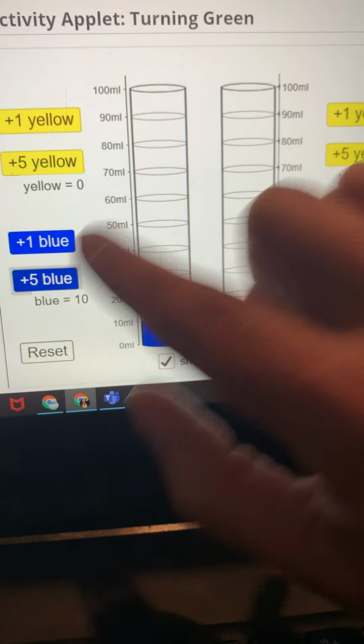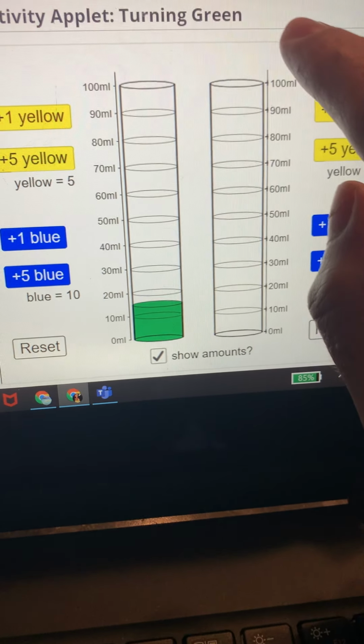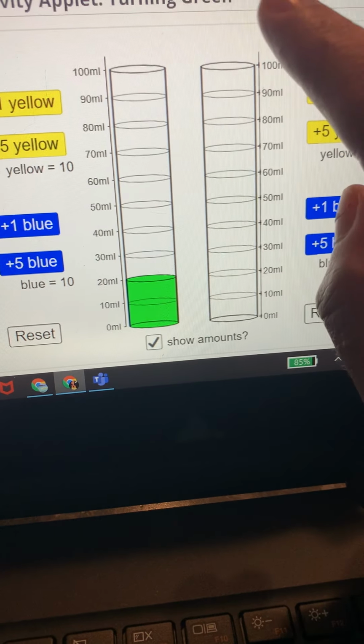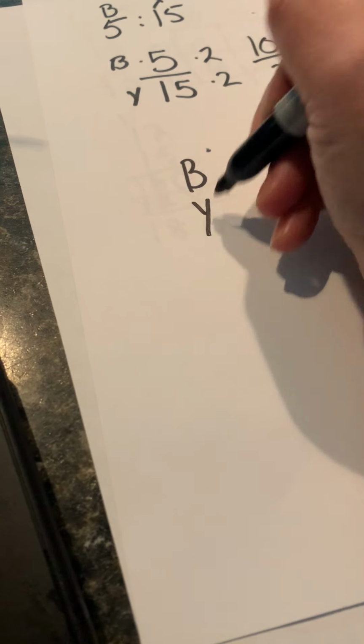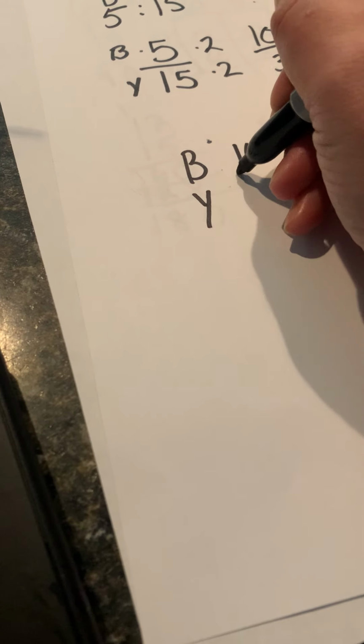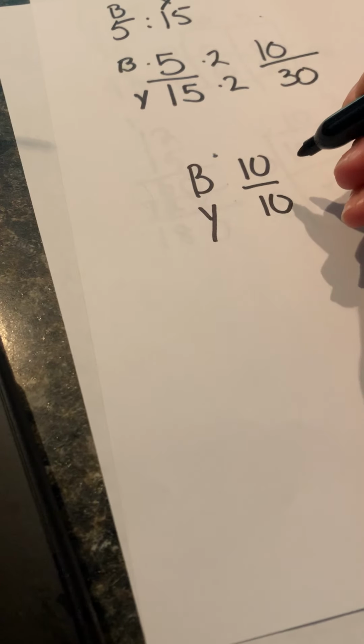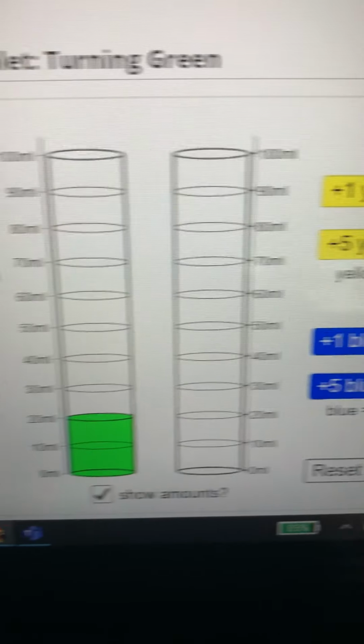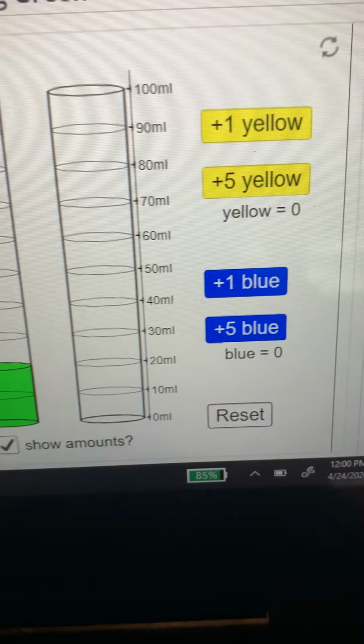So maybe you're going to say 10 blue. Okay, so that's kind of green. We're going to add 5 yellow. I'm going to get 5 more yellow. Okay, so then my ratio of blue to yellow was 10 to 10. It was 10 cups of blue, 10 cups of yellow. It still made green. So if I want to double that, times 2, times 2, 20 over 20.